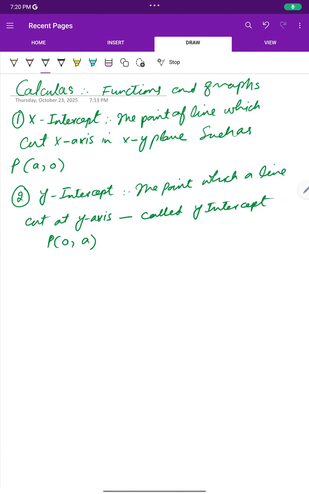Hi to everyone. So we're doing calculus, and this is functions and graphs, and then we will do the derivative and the integration. So in the graph, first of all, what is the x-intercept?